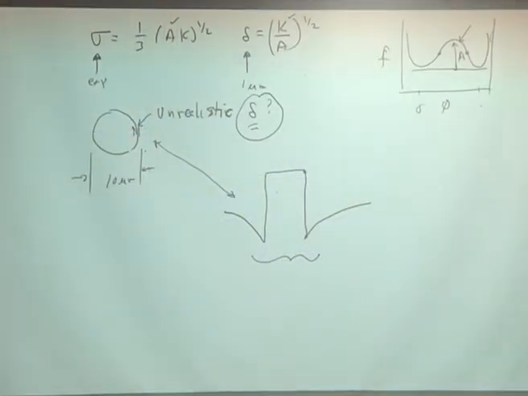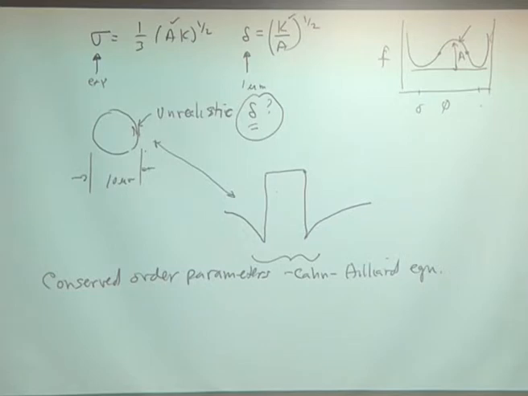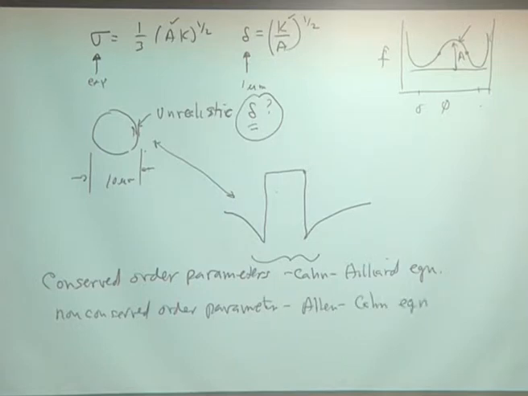So everything I've done so far has been for conserved order parameters. And this is the Cahn-Hilliard equation. The other generic phase field model that you'll see, another equation used in phase field models, is for non-conserved order parameters, and this is the Allen-Cahn equation.